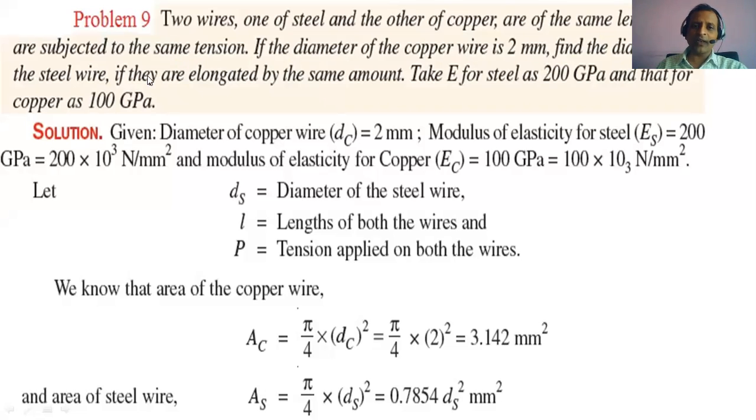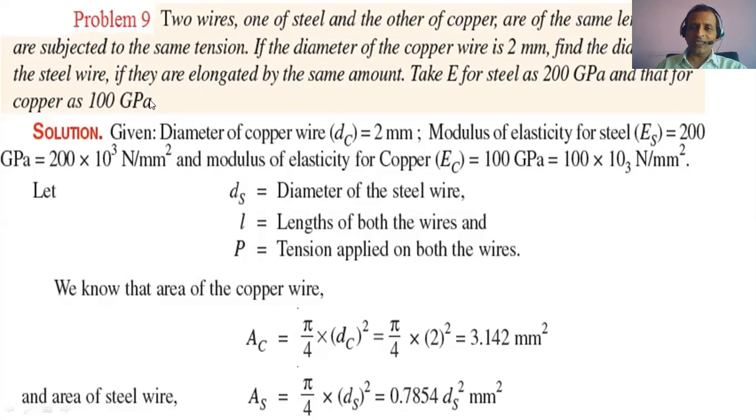And if they are elongated by the same amount. Same amount, elongation means change in length. That is elongation or change in length or deformation. The 3 words are the same. So if they are elongated by the same amount, that means the change in length is the same. So take E. E means what? Young's modulus. Young's modulus for steel as 200 gigapascal and that for copper as 100 gigapascal.